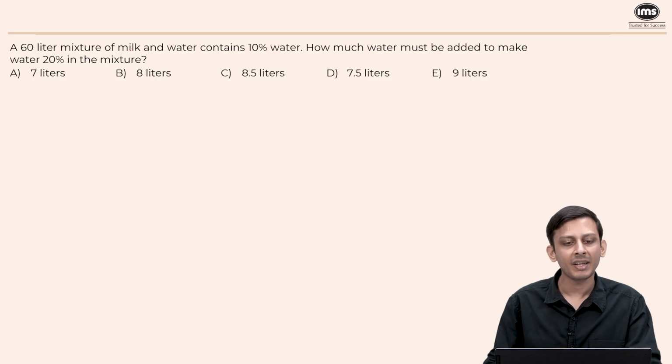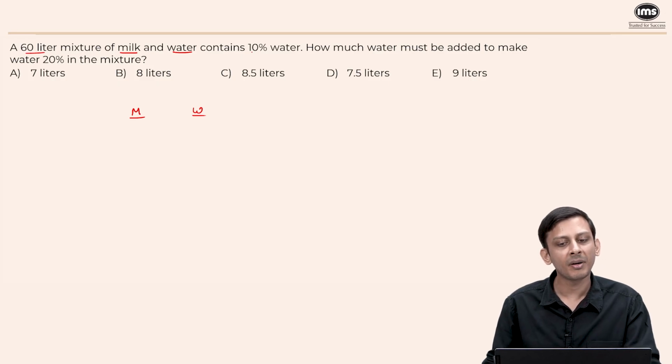Now here, we have milk and water. Total is 60 liters, out of which 10% is water. 10% of 60 is of course 6. So at the beginning, we have 6 liters of water and therefore the remaining will be milk. 60 minus 6, the remaining 54 liters will be milk. Now what is happening is water is being added. So that water becomes 20% of the new total.